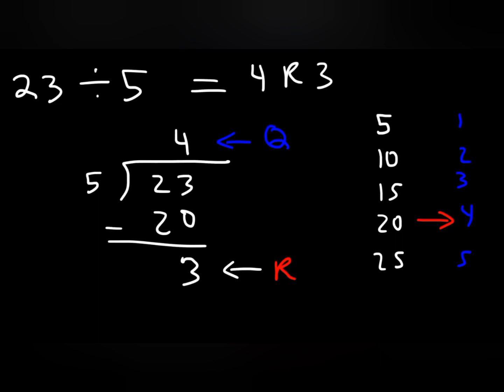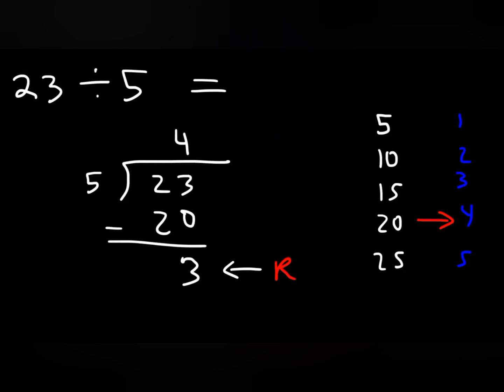Thus, it can be said that 5 goes into 23 4 times with a remainder of 3. Now, sometimes you may need to write your answer as a decimal. And so you want to keep going until this is equal to 0, or if you're satisfied with the answer that you have here.